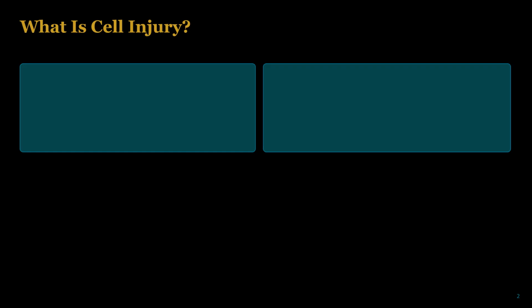But when the stress keeps on persisting on that cell that is trying to adapt, the cell that is undergoing adaptation will lose its ability to adapt to that particular stress. The cell now is going to undergo what we call injury. So continuous persistence of stress on a cell that is undergoing adaptation will make the cell lose its capacity to adapt to that stress, and hence the cell is going to undergo injury. So that is the concept of cell injury.